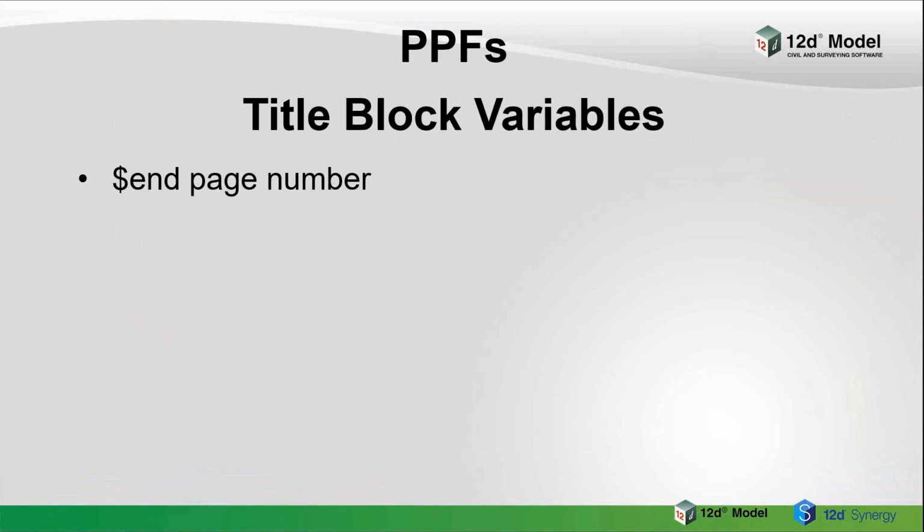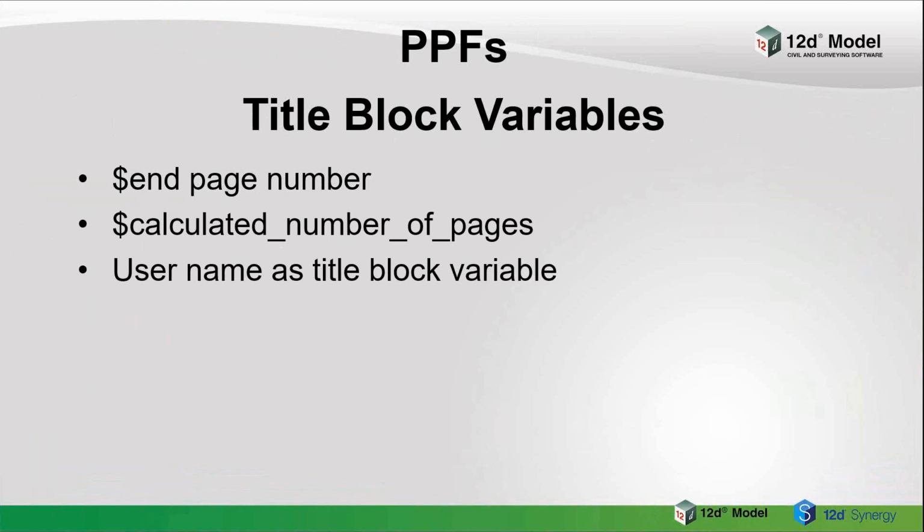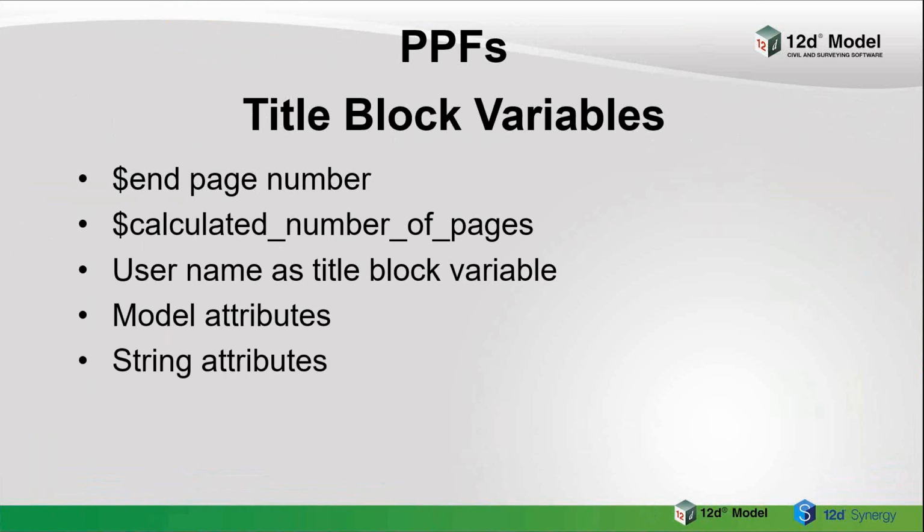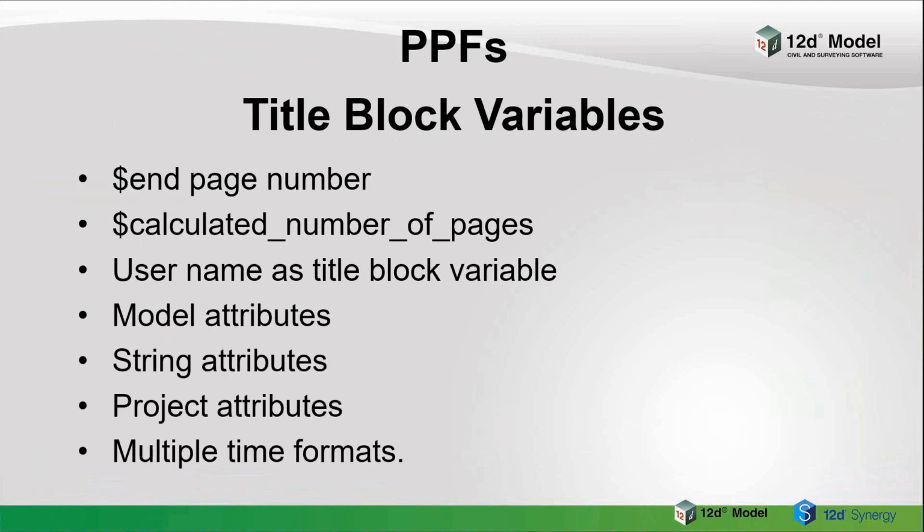And that's the other one, the calculated number of pages. That's the actual number of pages, where the end page number adds the start page number to it. The username is now a title block variable, so you can put that in there. Model attributes, string attributes, project attributes, they all can now be in your title block. And you can have multiple time formats. Before, you just had one; whenever you put $time, it just took the one time format for your PPF. Now when you put $time inside your title block file, you can put the time format in there, so you can have as many different ones as you like with many different formats.